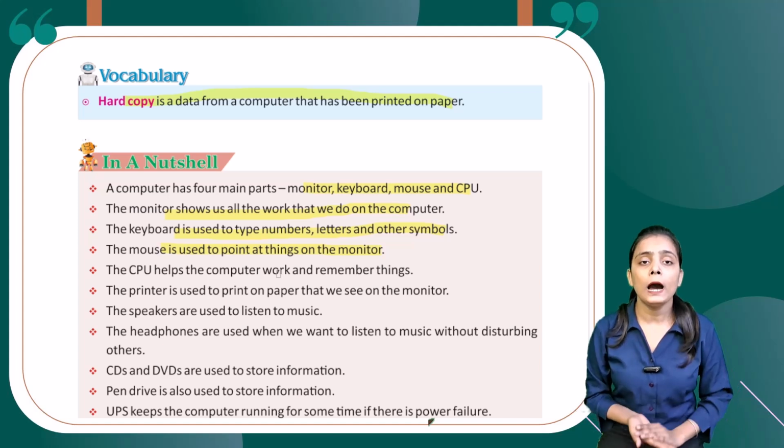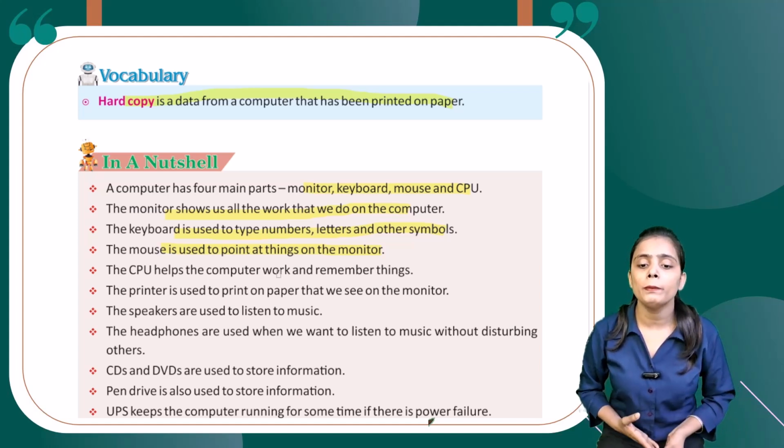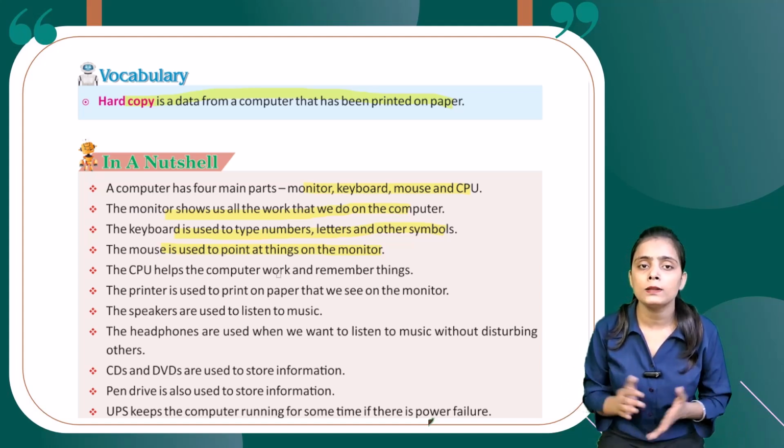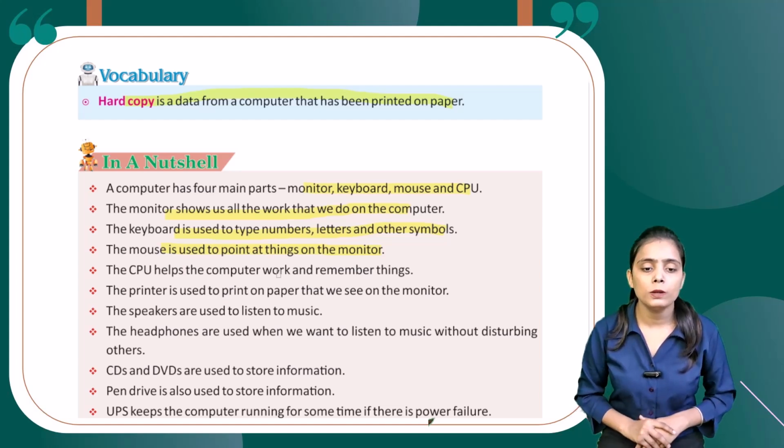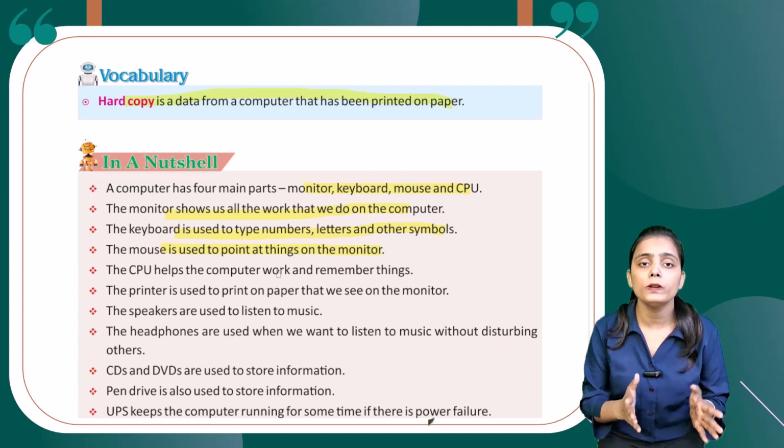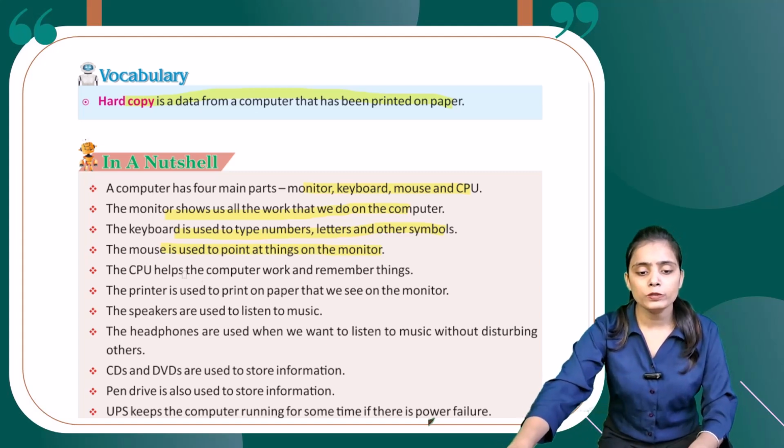So keyboard क्या करता है, आपको हेल्प करता है numbers को टाइप करने में, letters को टाइप करने में, and other symbols. Okay, you can see on the keyboard. And the mouse is used to point at the items, okay, which is present on the computer screen, which is present in your system. The CPU helps the computer work and remember things.